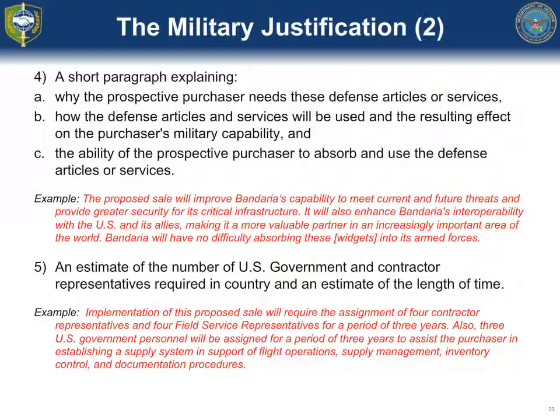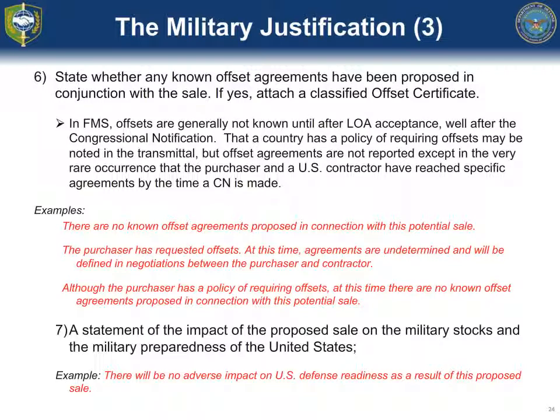The next point is an estimate of the number of U.S. government and contractor representatives required in country and the length of time that they'll be there. This is so that Congress has an idea of what this does to the U.S. footprint in the country. State whether any known offset agreements have been proposed in conjunction with the sale, and if yes, attach a classified addendum to the CN called an offset certificate. I'm going to talk about this in a great deal more detail in just a minute.